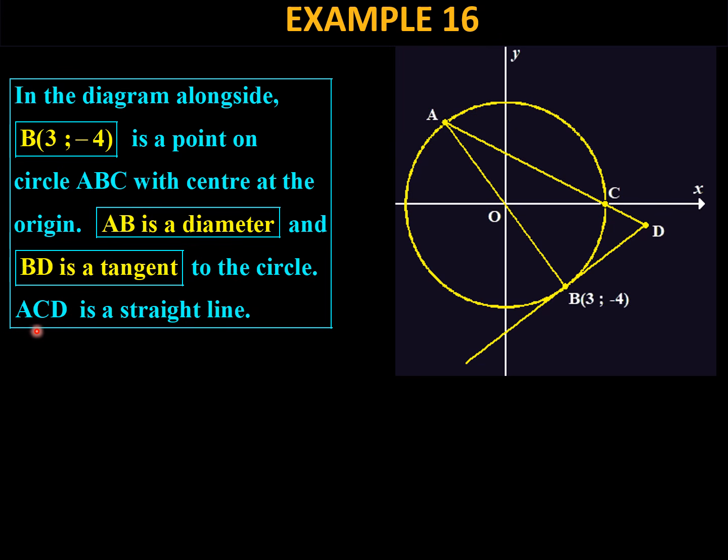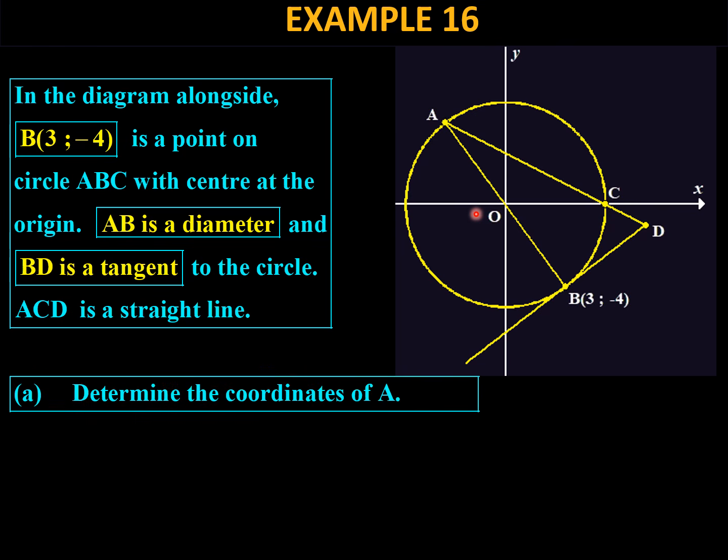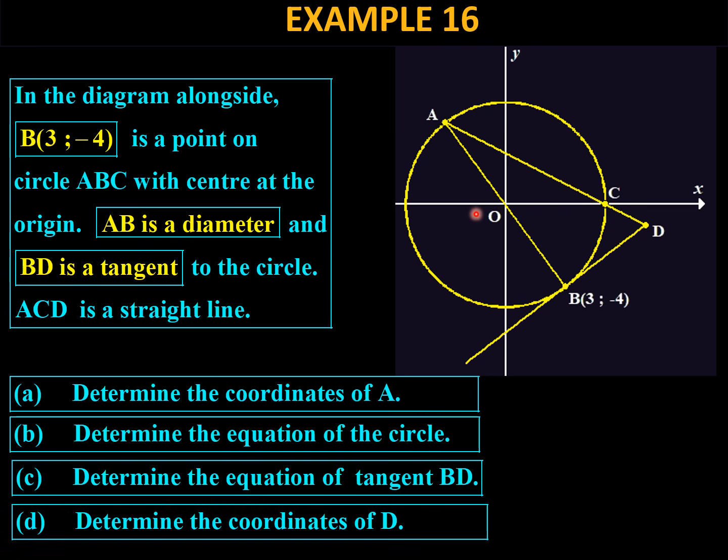And then ACD is a straight line, there's ACD a straight line, and BD is a tangent. So try to make sure you understand everything that's given. This is a circle with the origin as center. Now there are 4 questions we're going to look at, and that we'll do in the next slide.